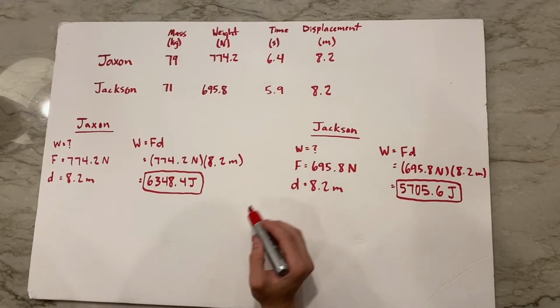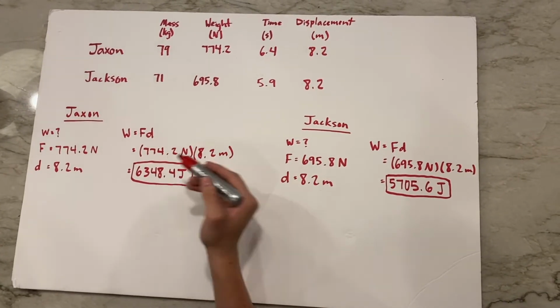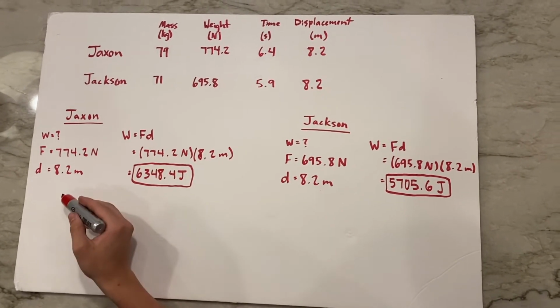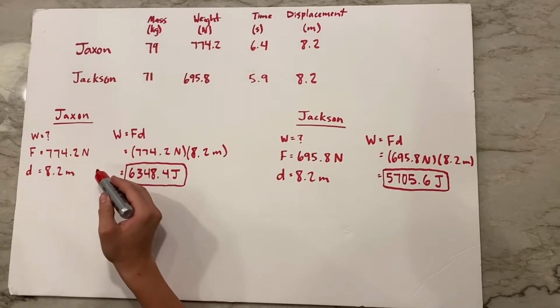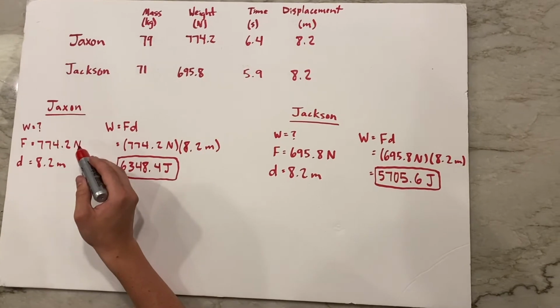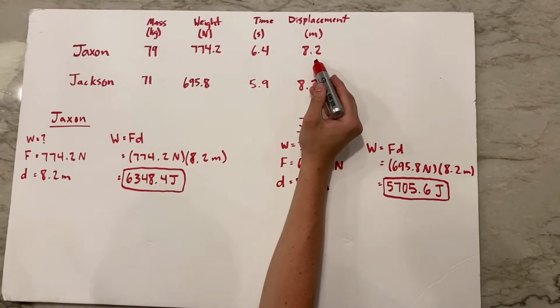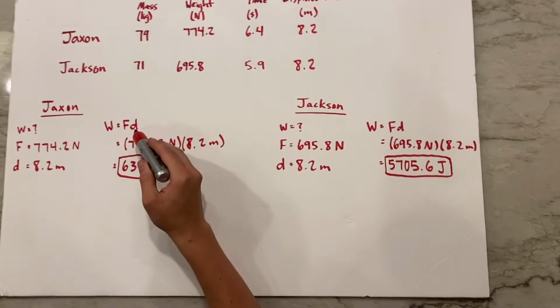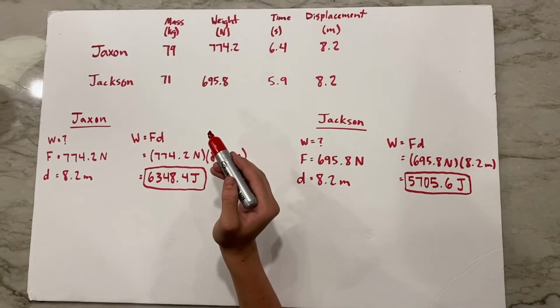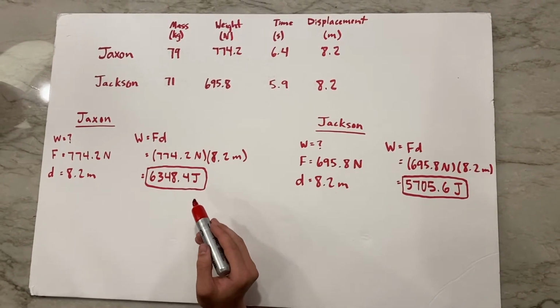Okay, so these are the answers you should have gotten for your work. For the first Jackson, we use 4-line format. So we identify our data: our force, and we don't know what our work is. Our force is 774.2 newtons that we measured from over here, and the distance is 8.2 meters. Because we're ignoring that cosine theta, all you do is force times the distance, which gives you 6,348.4 joules.